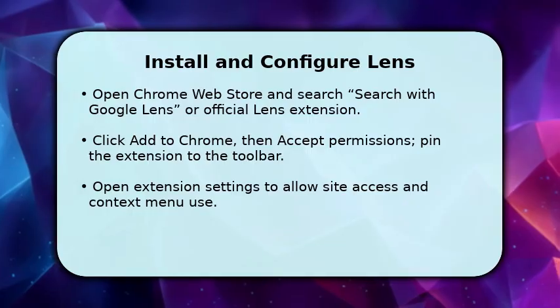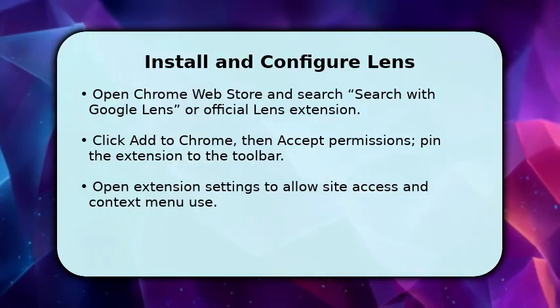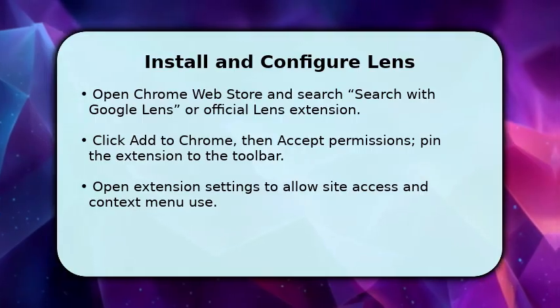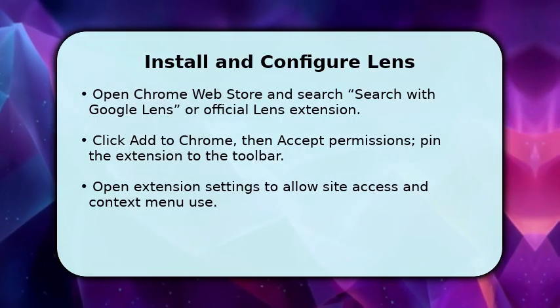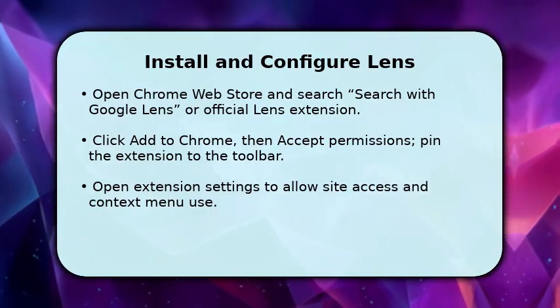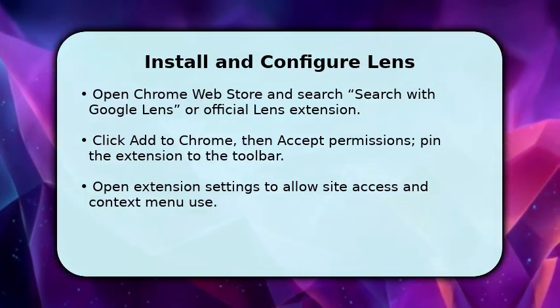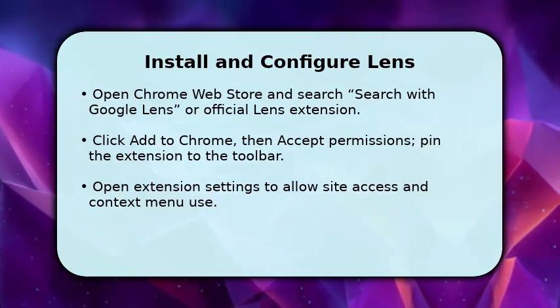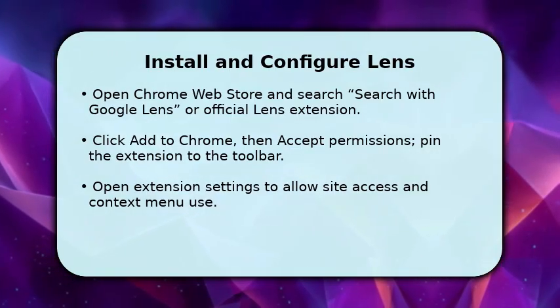Once Chrome relaunches, go to the Chrome Web Store and search for the official Search with Google Lens extension or Google's image search tool. Click Add to Chrome and confirm the permissions it requests. These let Lens analyze images and use the context menu. After installation, pin the extension to your toolbar for quick access.